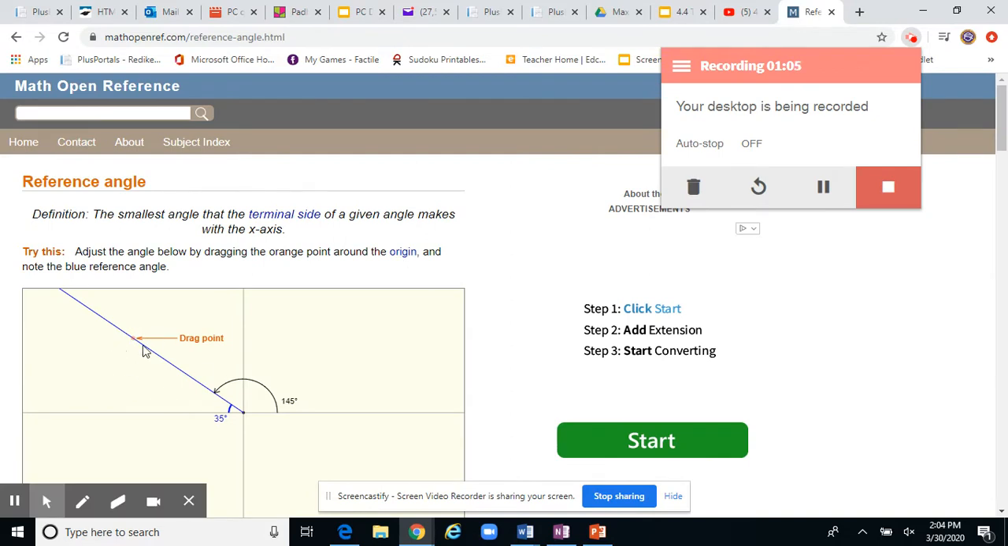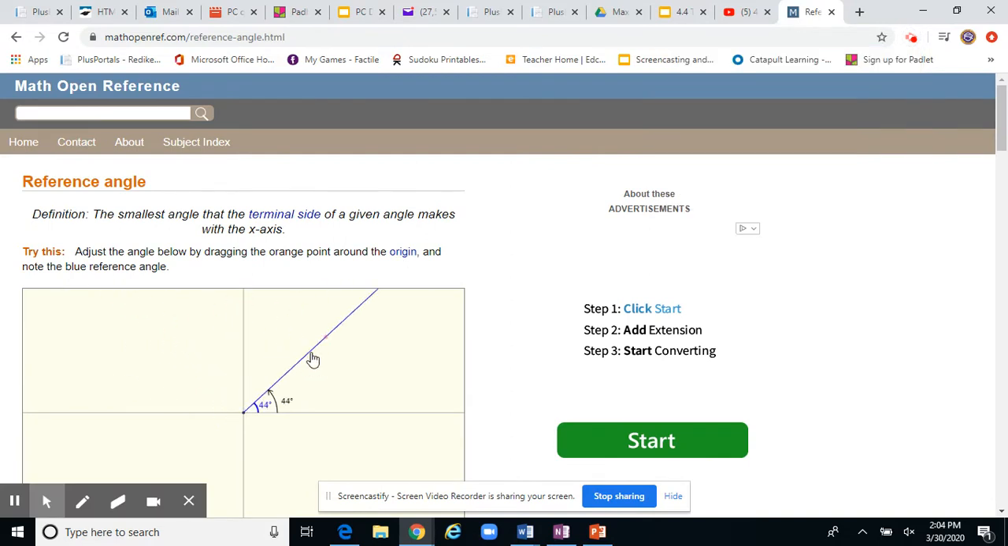So here we have this demonstration of what a reference angle is. So here, the black arrow is representing our angle, and then the blue arrow is the reference angle. So if I were to spin this around, 151 degrees has a reference angle of 29 degrees. So 29 degrees is between 0 and 90. It is an angle in the first quadrant.